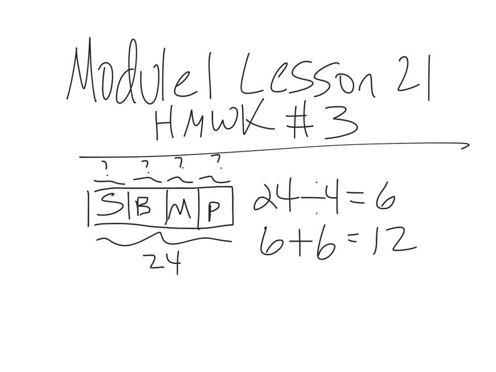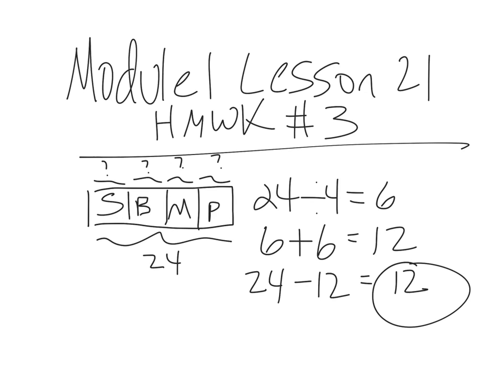But the question asks, how many trees does he still need to water? Well, if he has 24 and he's already watered 12, and you subtract 24 minus 12, your final answer to the final question would be he still needs to water 12 trees. 6 of the maple and 6 of the pine. And that's how you would do number 3 from their homework from lesson 21.